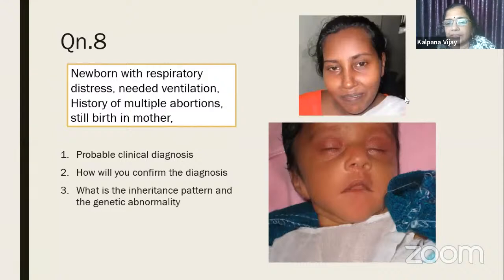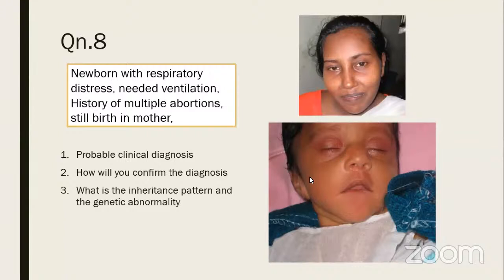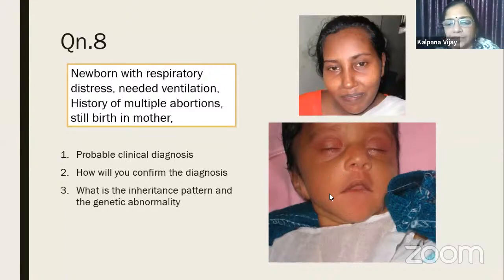So one of them has answered it as congenital myotonic dystrophy. So congenital myotonic dystrophy. So this is a congenital myotonic dystrophy. What you are seeing is a myopathic facies, and there is ptosis also, but because the child has closed the eyes, you may not be able to identify, but the myopathic facies is very clear.